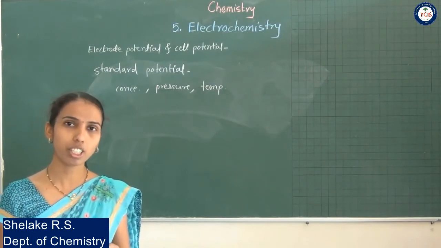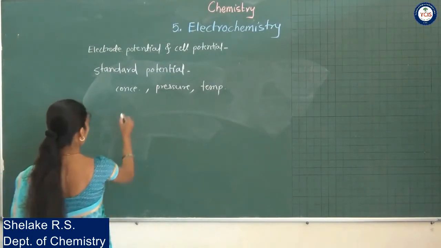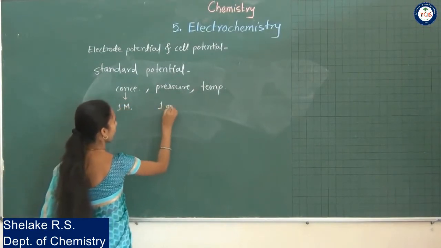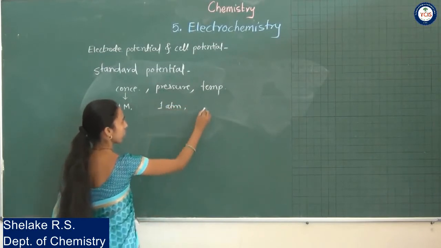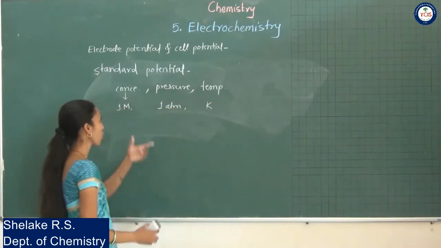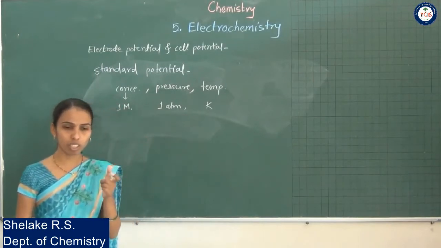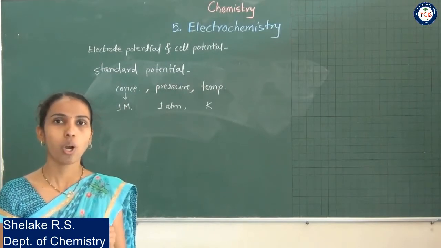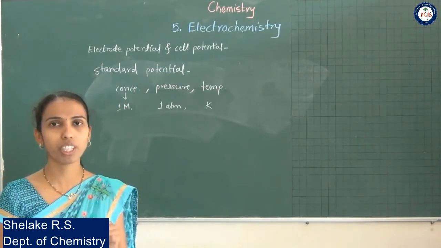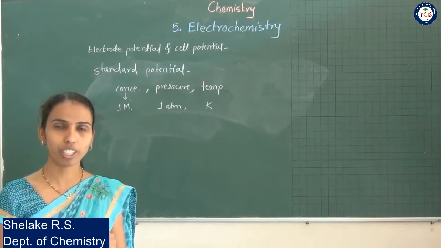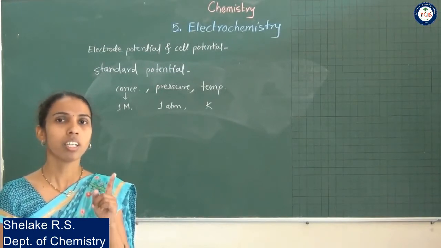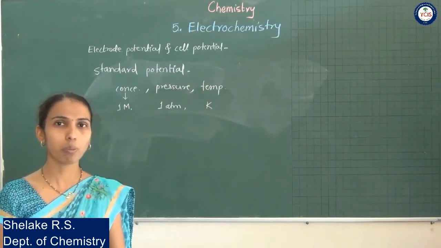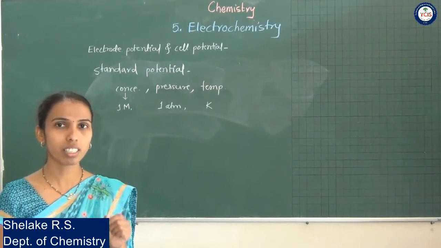Now which standard condition we have to take? For that, the concentration we have to take as 1 molar, pressure as 1 atmosphere, and the temperature is taken in Kelvin. Okay, so these are the standard conditions. When the cell voltage is measured at the standard state of conditions, like concentration is 1 molar, pressure is 1 atmosphere, and temperature is taken in Kelvin, that time the cell potential is called the standard cell potential.